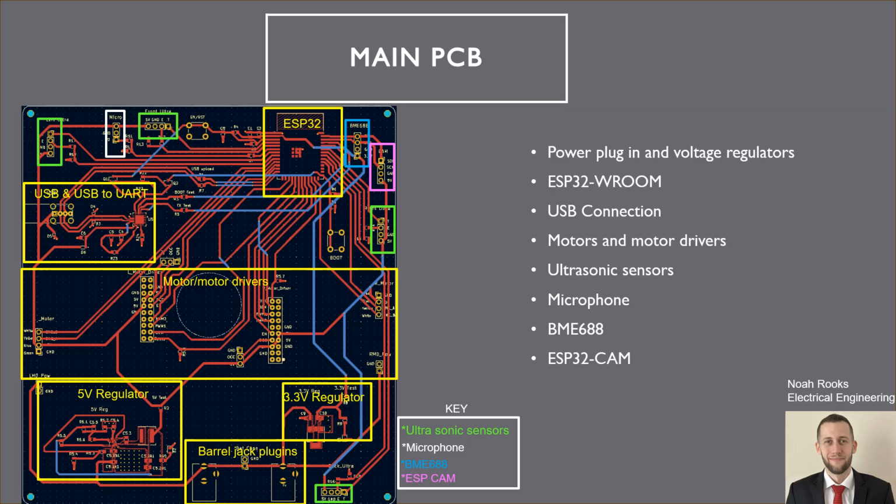Our main PCB is a two-layer board measuring 146 by 156 millimeters. Down the bottom, you can see the barrel jack plugins from the battery as well as the two voltage regulators. To the top right, you can see our USB32, and to the left of that, you can see the USB and USB to UART options for uploading code. On all four sides, we have plugins for the four needed ultrasonic sensors, and then towards the top, you can see the connections for the microphone, BME688, and the ESP32 cam.